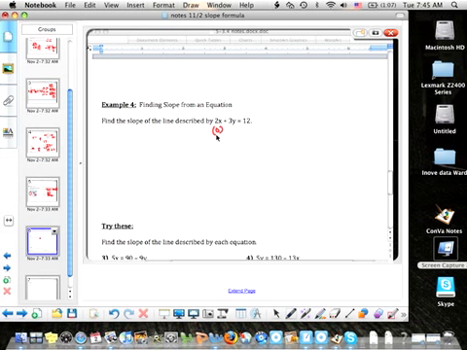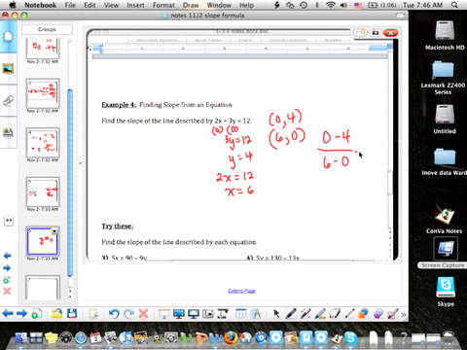If I plug in a 0 there for x, I have 3y equals 12, which y will be 4. So my y-intercept is 0, 4. If I do the same process and I plug in a 0 instead for y, I get 2x equals 12, which will give me x equals 6. So my x-intercept is 6, 0. Now that I have two ordered pairs, I can plug it into the slope formula. y2 minus y1 over x2 minus x1 would give me 0 minus 4 over 6 minus 0. Negative 4 over 6 reduces to negative 2/3, which would be my slope for this problem.